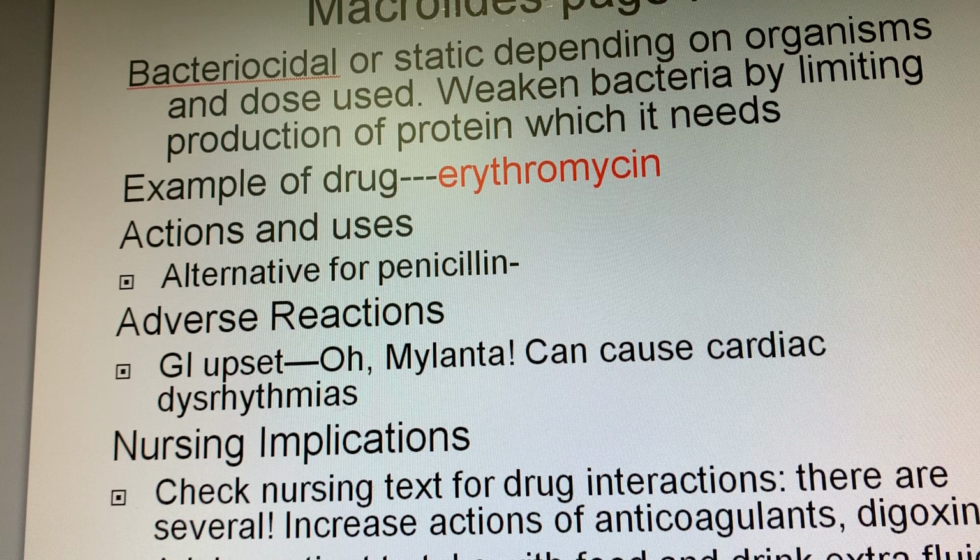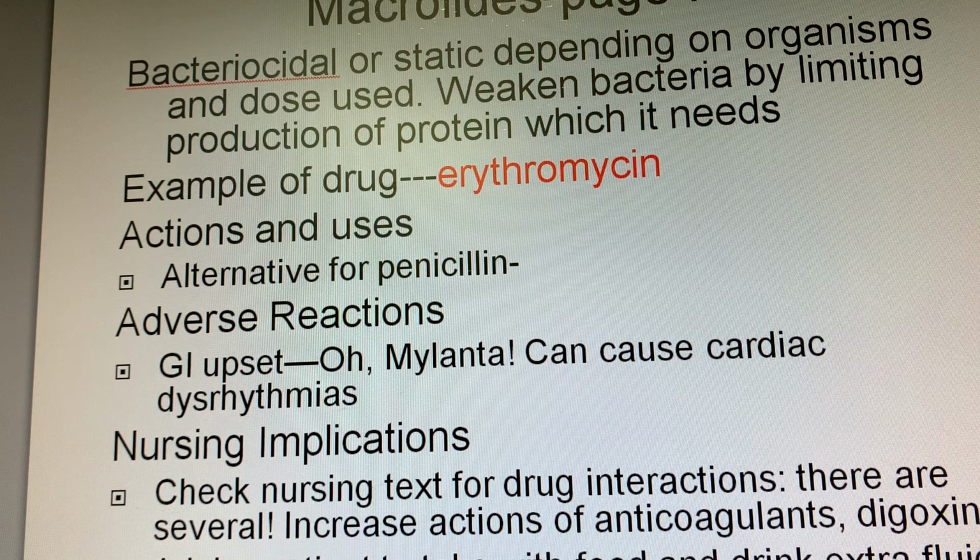It is often used as an alternative for penicillin. If you've got a patient who's penicillin allergic and needs an antibiotic that will work for it, this is a very effective one. And there are certain organisms that it's more effective against than others.